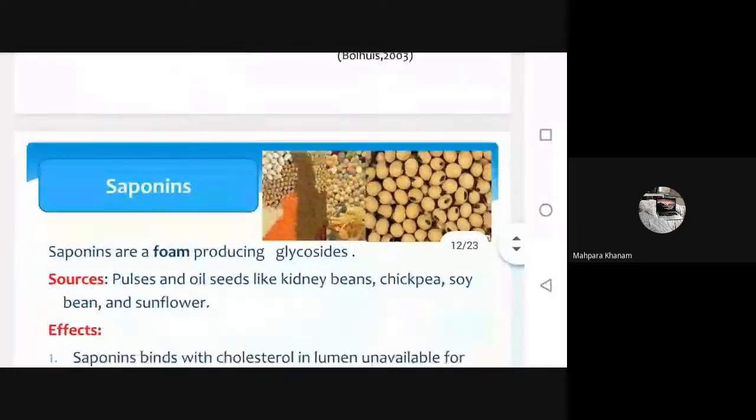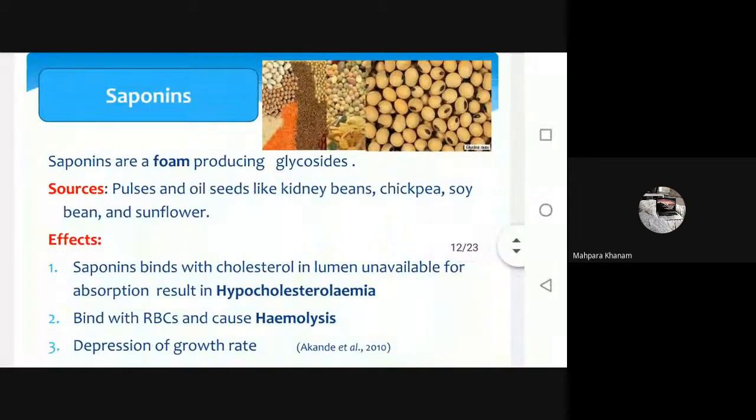Then another is the saponins. They are foaming compounds, and they are mainly found in beans, chickpea, soybean, and sunflower. I'll give you one daily life instance: when your mothers are cooking pulses in the kitchen and trying to boil them, sometimes you will see that it is forming foam, right?